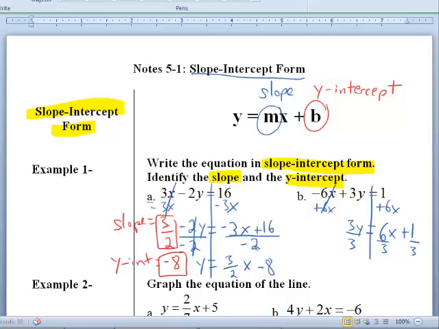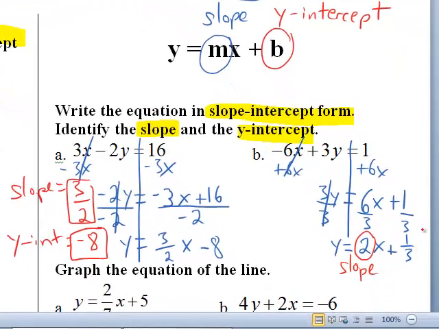Just note you're going to reduce every number you can. That reduces to just y equals, and I've got 6 divided by 3, that reduces to 2, and put that x there, plus 1 divided by 3 stays 1 divided by 3. Then in my equation, here is my slope, and then here is 1/3, my y-intercept. Hopefully you got that. Let's move on.